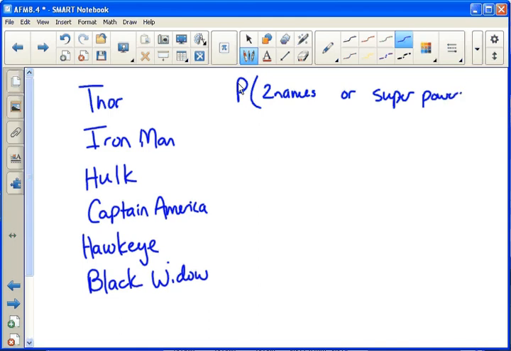Okay, well, let's list all the ones that have 2 names. So Iron Man has 2 names, or 2-word names, I guess is what I'm getting at. Captain America, his name has 2 words, and then the Black Widow.